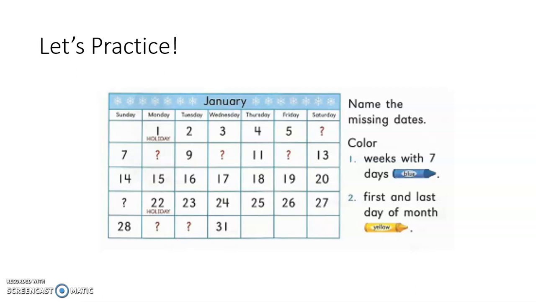Silent cheer, great job. And how many months are in a year? Correct, 12. Let's say them together. January, February, March, April, May, June, July, August, September, October, November, December.